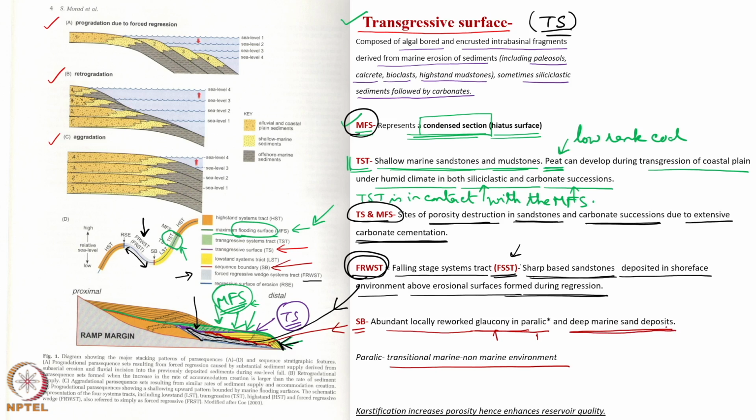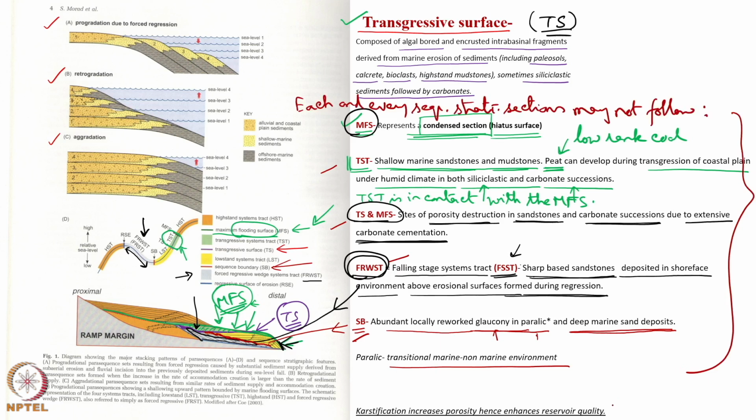So, these are the typical ways to identify the SB, FRWST, TS, MFS and TST. However, note that whatever I have stated here is a general statement, and each and every sequence stratigraphic section may not follow these things.